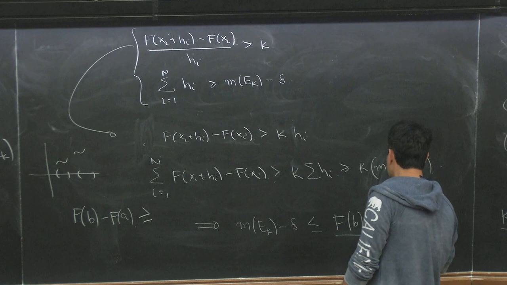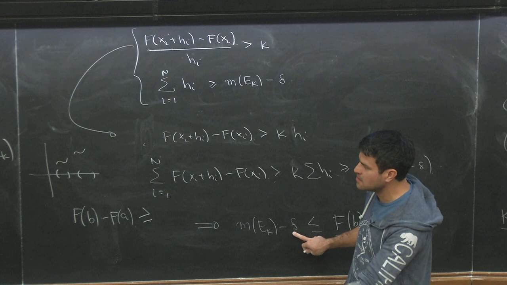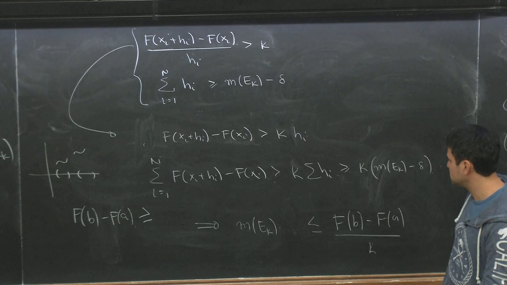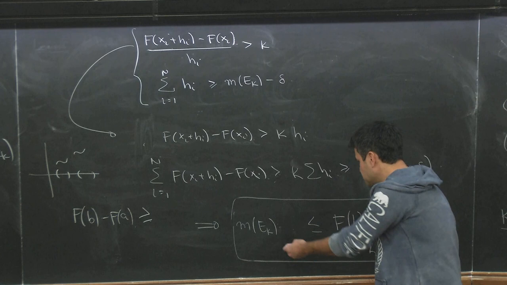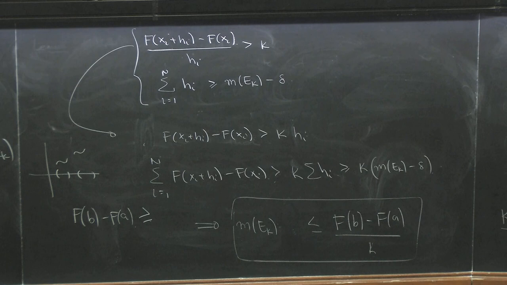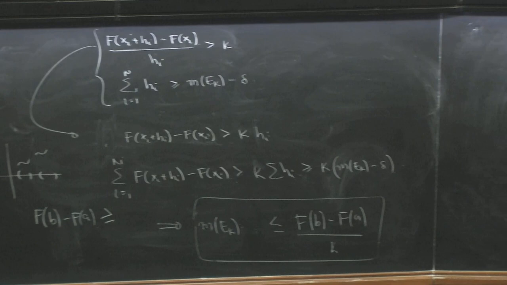k is fixed. Since delta was any number bigger than 0, this implies that the measure of Ek has to be less than or equal to this number. So you gave me a bound on the measure of the set Ek that goes to zero with this k. You know that the set E, the points where D1 of f of x is infinity, has to be the intersection of all the Ek, k bigger than 1. We already know that in this case the measure of E is the limit of the measures of the Ek when k goes to infinity, and this goes to 0.